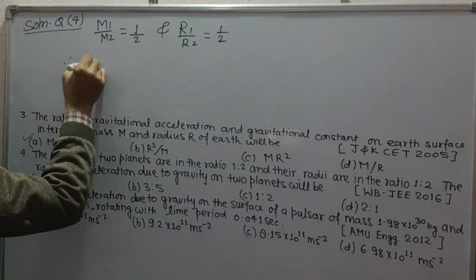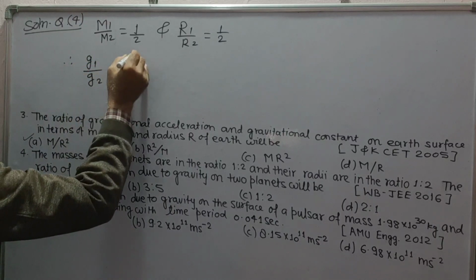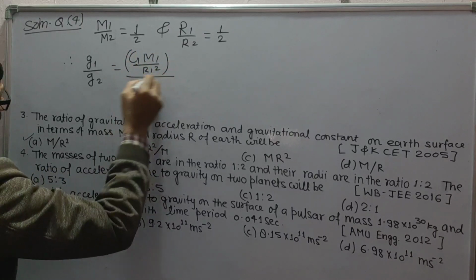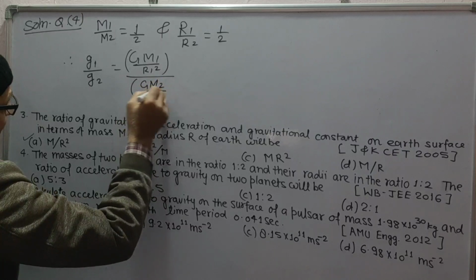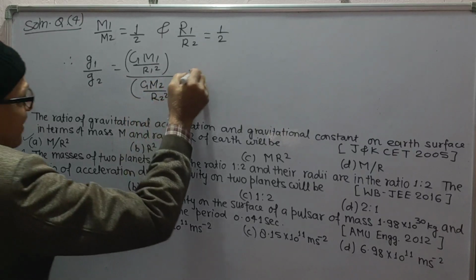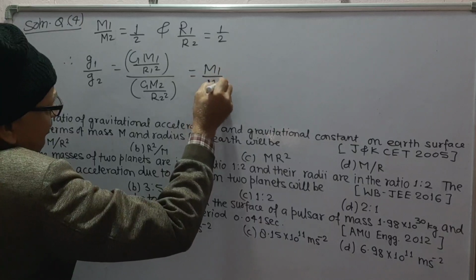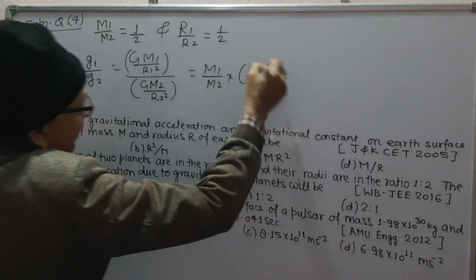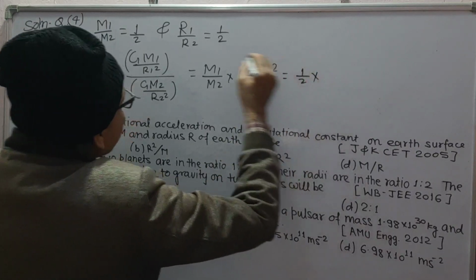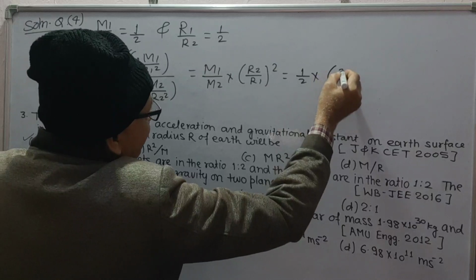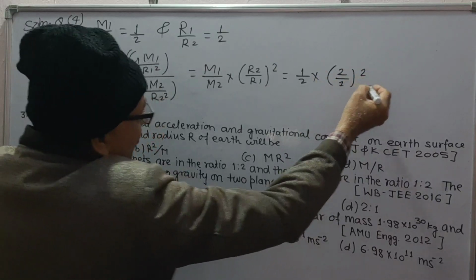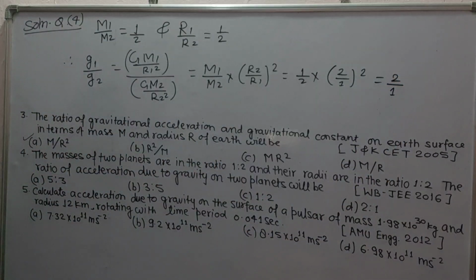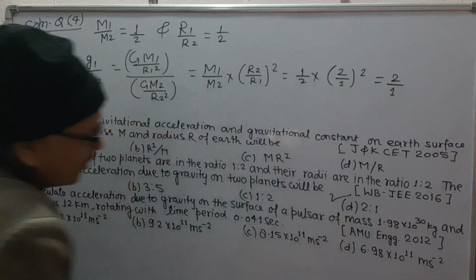Therefore, g1 upon g2 will be equal to G m1 upon r1 square upon G m2 upon r2 square, which gives m1 upon m2 into (r2 upon r1) whole square. m1 upon m2 is 1/2 and r2 upon r1 will be 2/1, its square. So, 4/2 gives 2:1. So, the correct option will be D, 2:1.